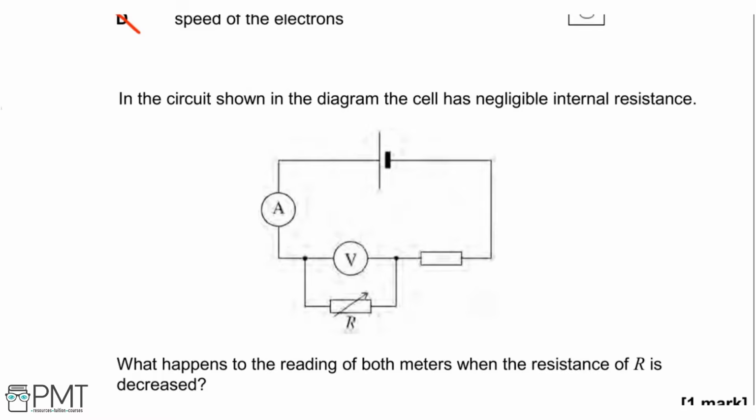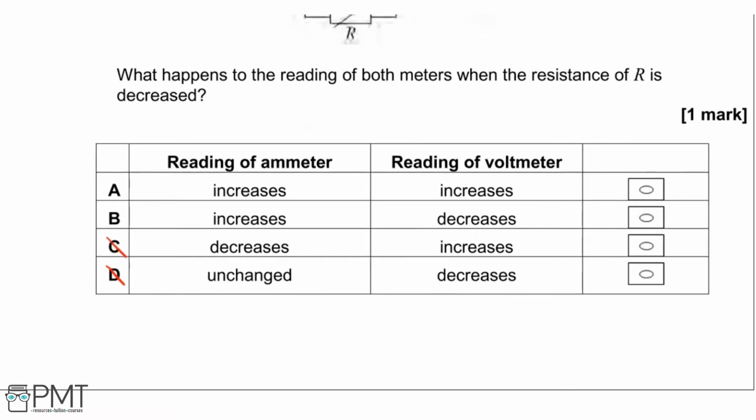Now, what you'll notice here is that the voltmeter and the variable resistor form a closed loop. And what Kirchhoff's second law tells us is that within a closed loop, the sum of the EMFs is equal to the sum of the potential differences. So the potential difference across the voltmeter is the same as the potential difference across the variable resistor. So if the PD across the variable resistor is going down because its resistance is decreasing, then the reading on the voltmeter would also have to decrease. So our answer would actually be B.